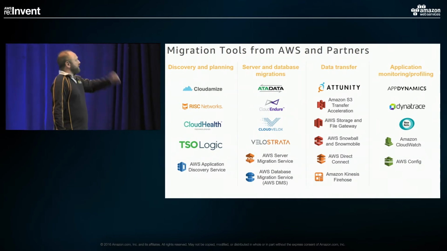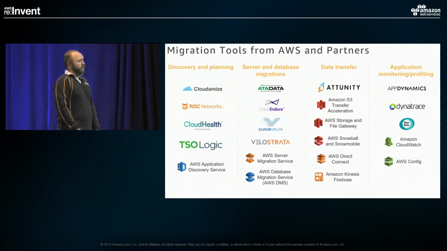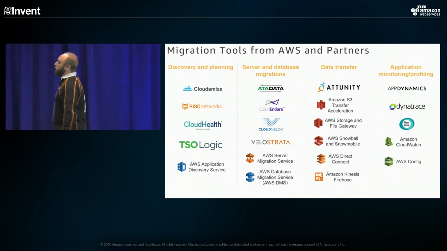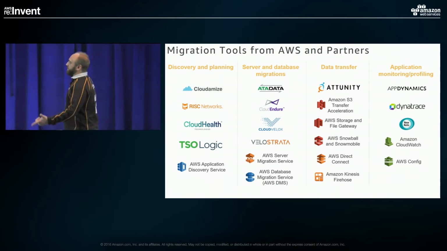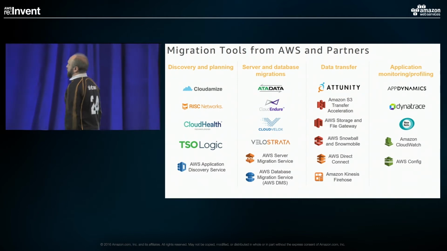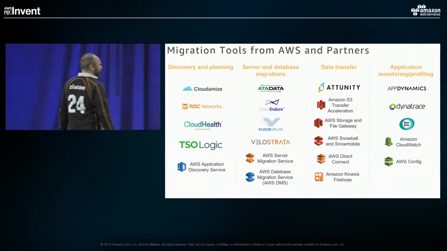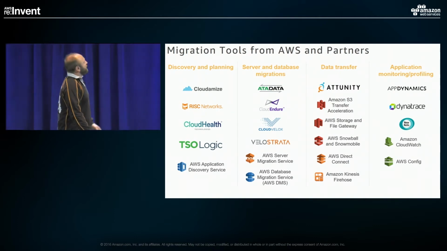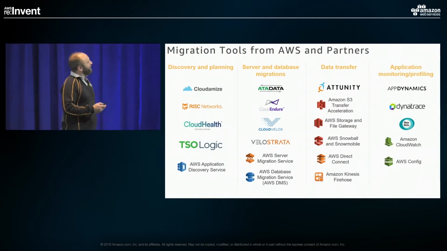And then there are the usual suspects for application monitoring. You can write your own agent that sends stuff over to CloudWatch, or you can use something like AppDynamics, Dynatrace, New Relic, and so on. You can even use Datadog and stuff. There's only so many I can fit on the slide.